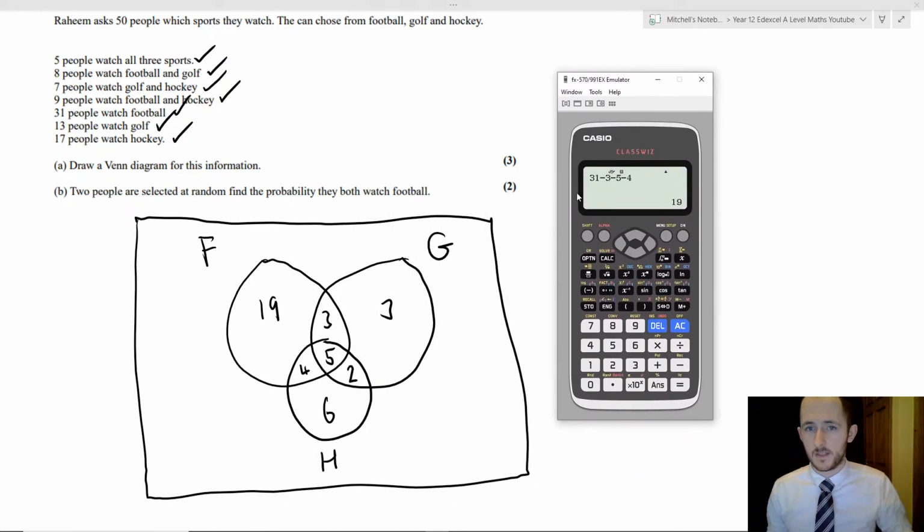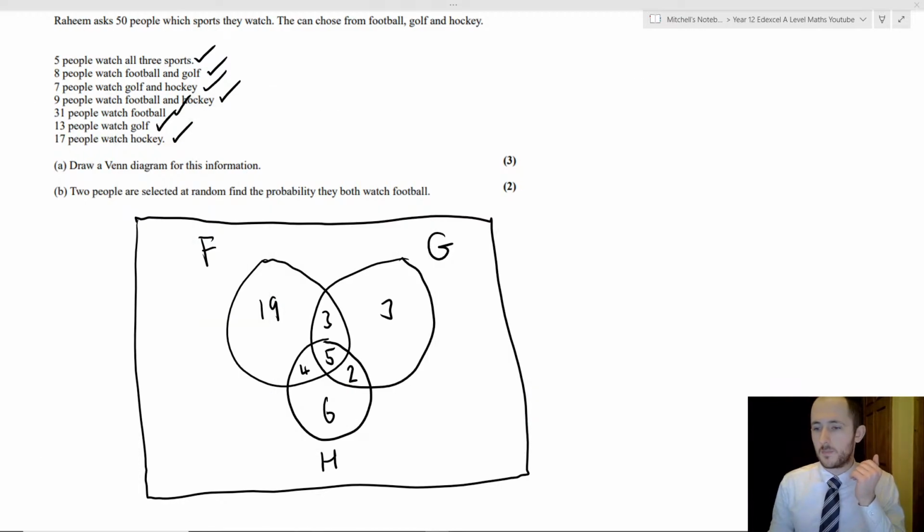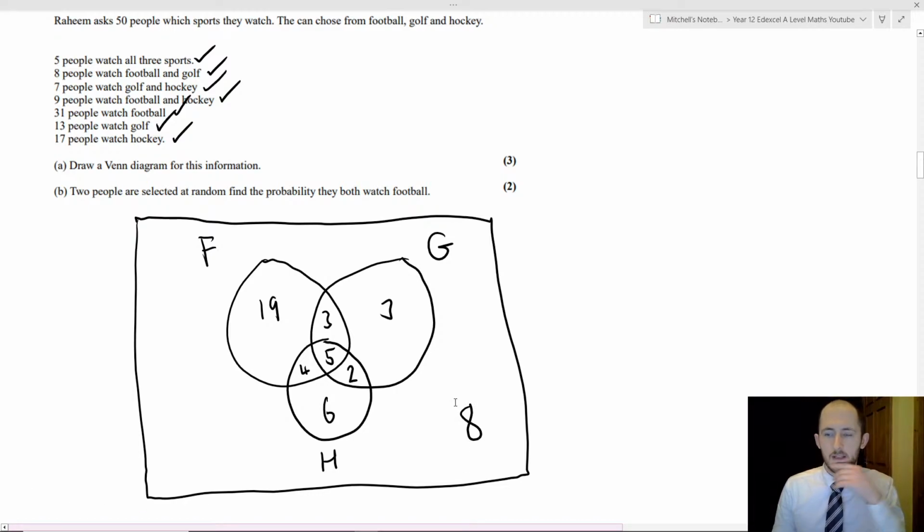Outside the circles. So what we're going to do is literally do 5 plus 3 plus 4 plus 2 plus 6 plus 19 plus 3. That gives me 42, which means 8 people, because again 50 minus 42 is 8. 8 people should be outside all the circles. So a lot of people drop that mark.